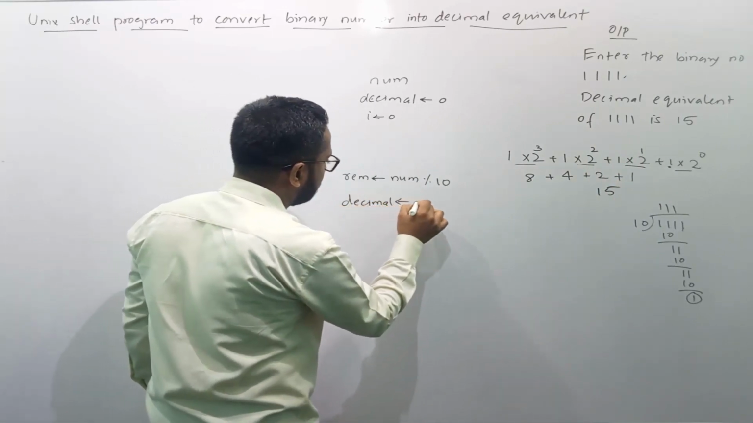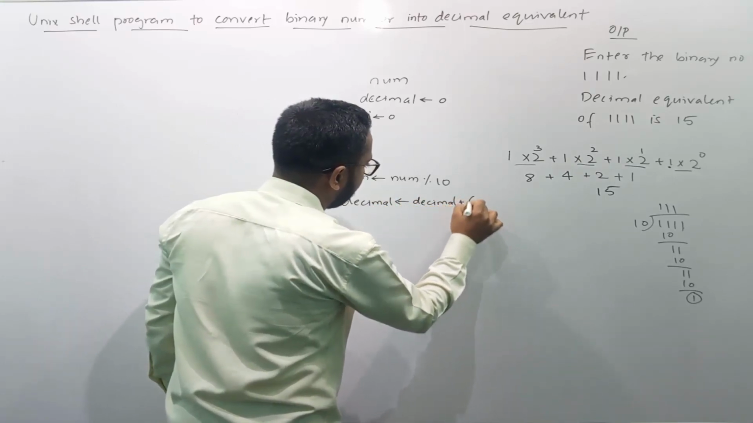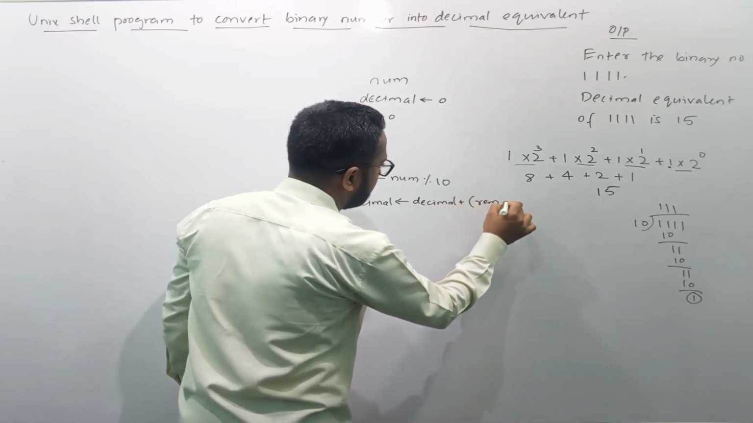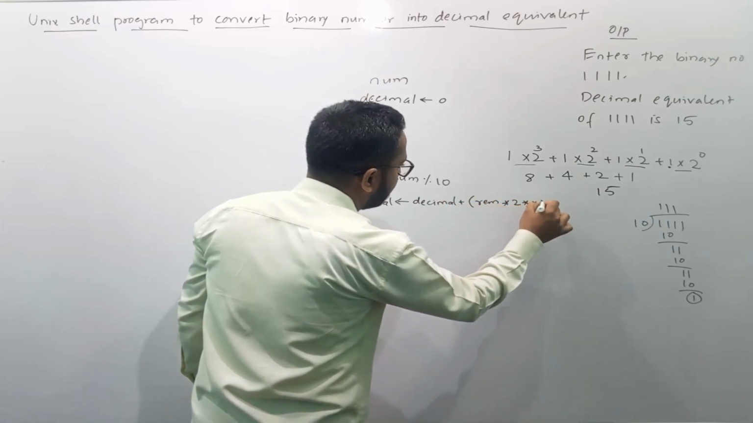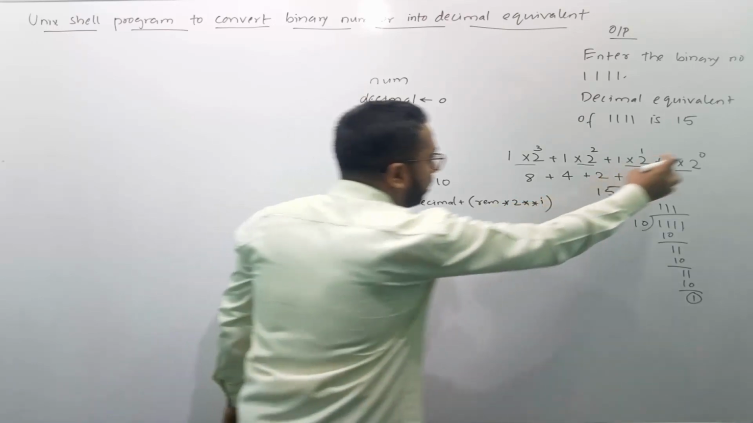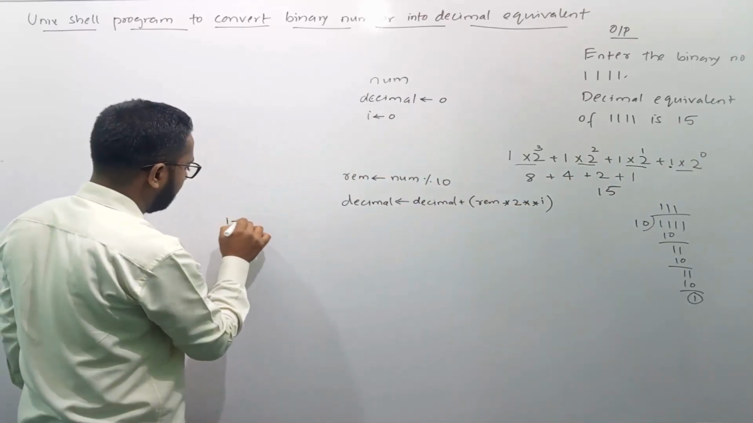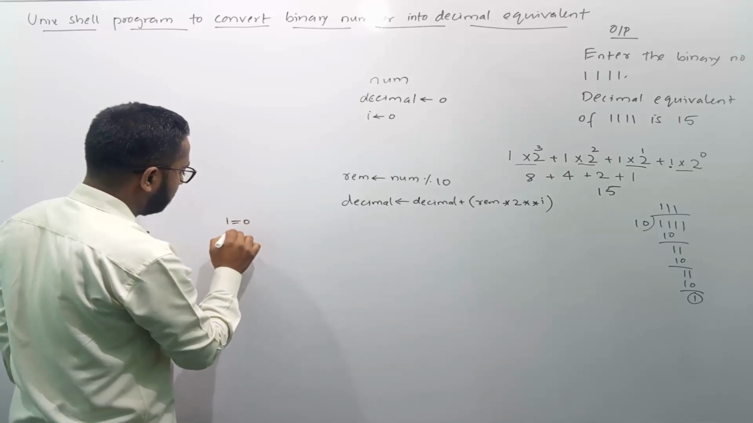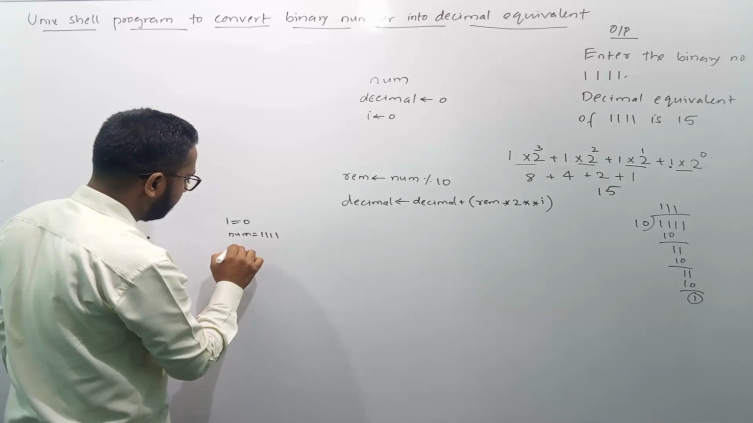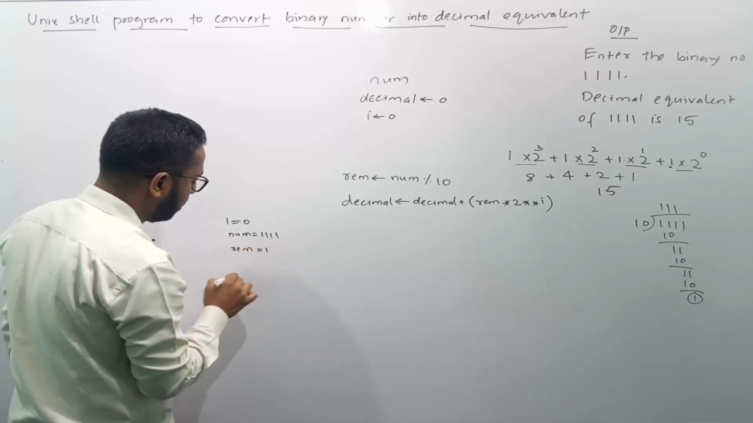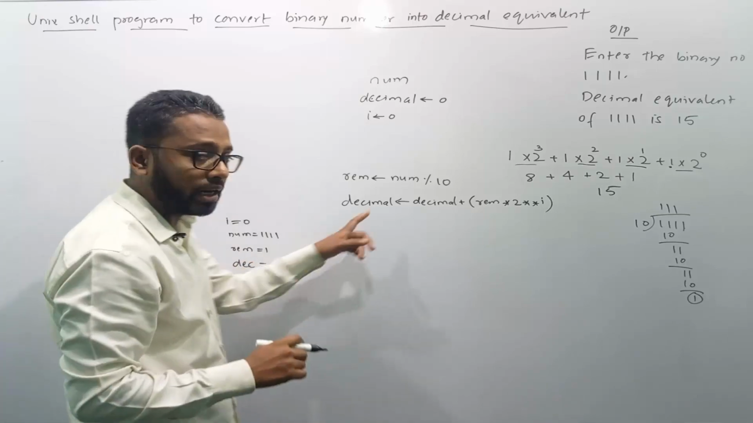Now we have got 1, so we will find out the decimal. Decimal is equal to decimal plus remainder into 2 raised to i. The value of i is 0, so I will write it down here. i value is 0, num is 1111 and remainder is 1. And then decimal. Now we need to calculate decimal.